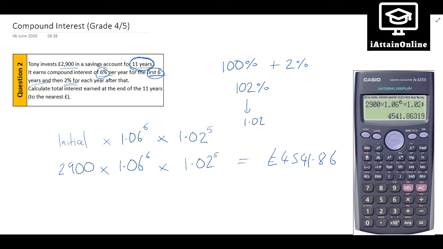Sometimes the question will stop there. However, this question again just asks for the total interest that we've earned, that Tony's earned. So now we need to take away from that the original investment, and that will just tell us what the profit was, or the interest, when we invested that money. So I'm taking away the 2,900, and that tells me that Tony has earned £1,641.86. Okay, 2 more examples.